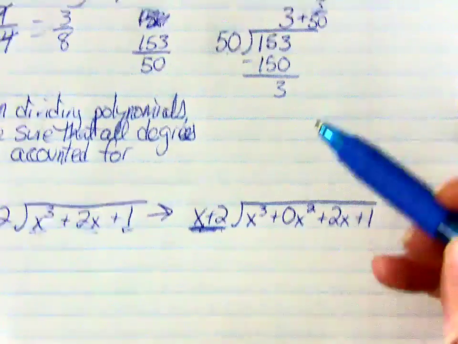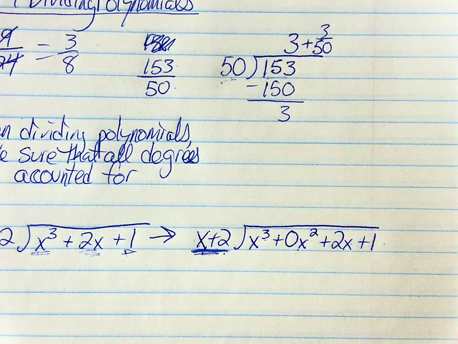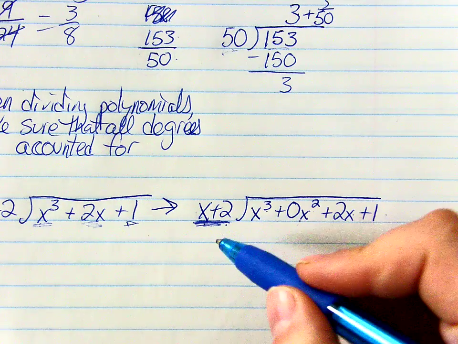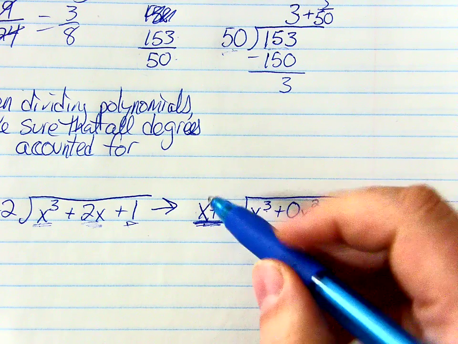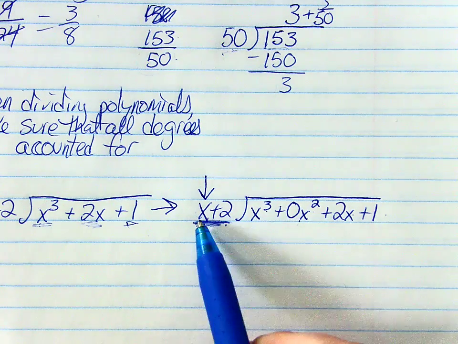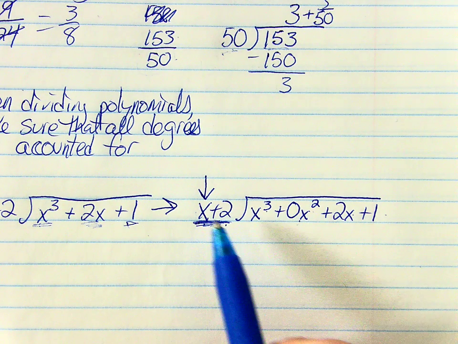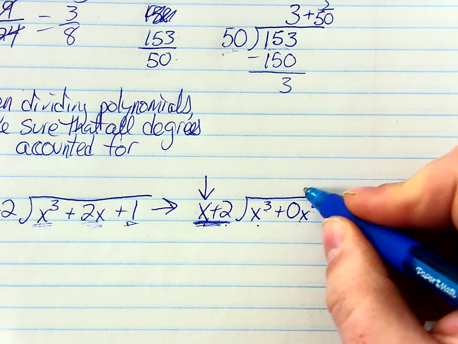Remember what I did up here. I asked myself, okay, well, how many times can 50 go into 153? What I'm going to do is I actually think it's easier to think of it in terms of multiplication. Take a look at your very first term. It's just x. And here's what you're going to ask yourself. What do you multiply x by to get x to the third? X squared.